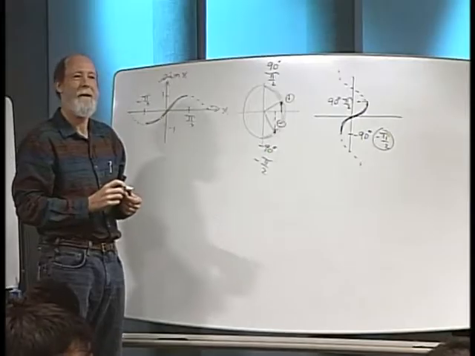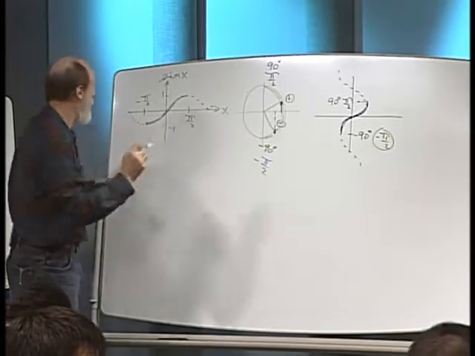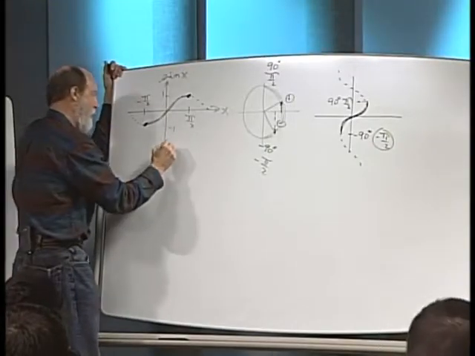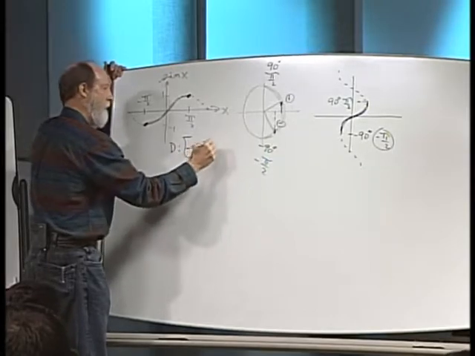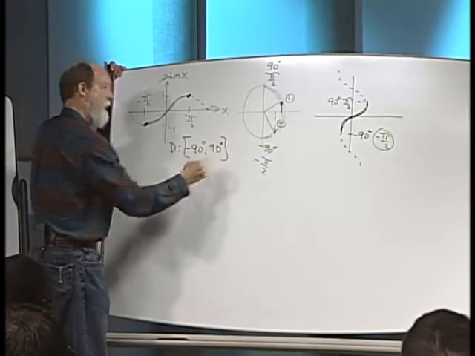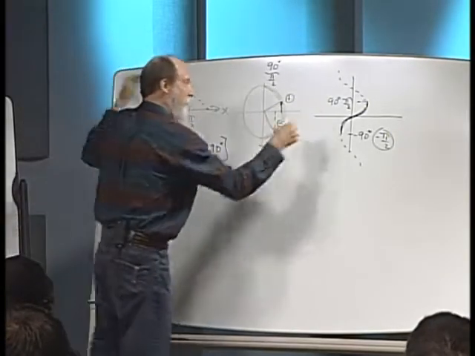Yes? Does that include negative pi over 2 and pi over 2? Yes, very good question. It does include these endpoints. So the domain you see over here is minus 90 degrees inclusive to 90 degrees, becoming the range over here.